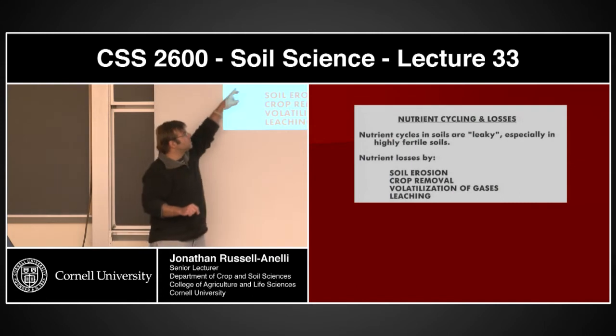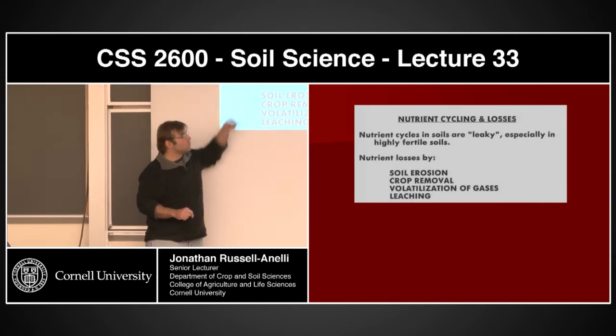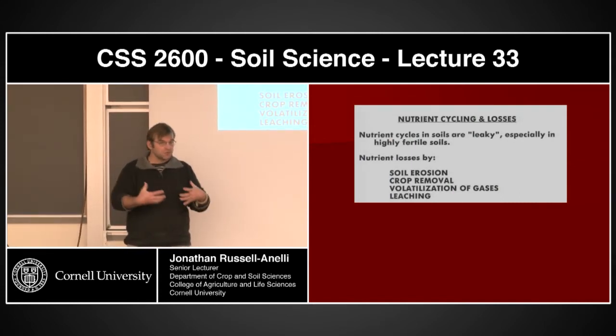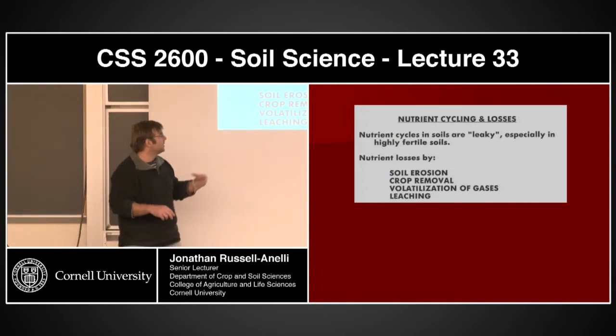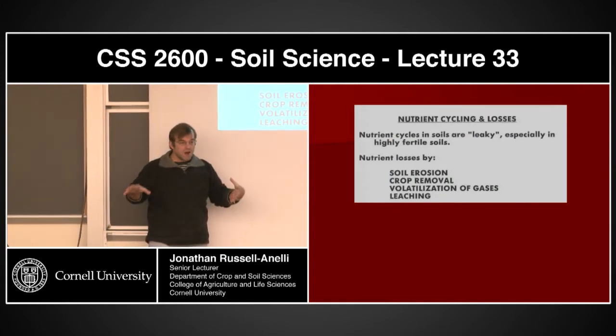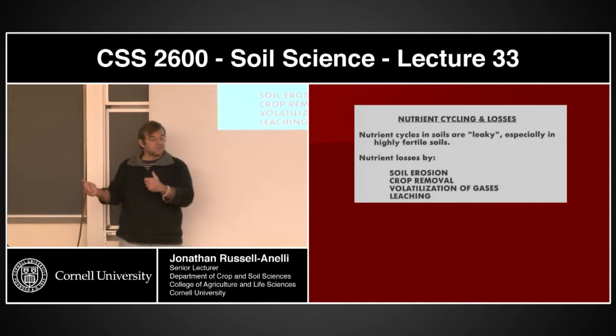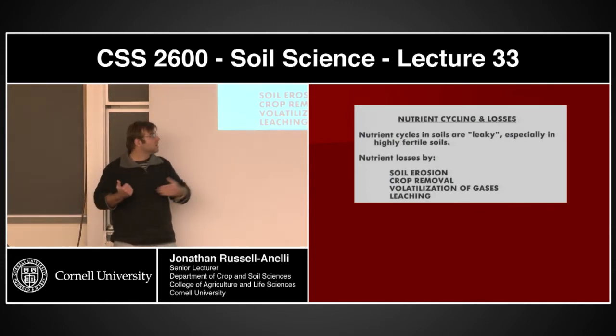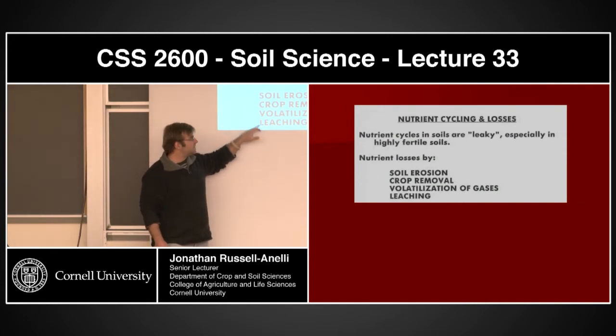Nutrient losses basically depend on four things. One is soil erosion. If I'm taking the soil away, I'm going to be taking the nutrients away. Certainly, if I have crops that are taking nutrients up, when I harvest that crop and take it someplace else, the nutrients are going to go with it. I also have volatilization of gases and leaching. These two you guys are fairly familiar with.